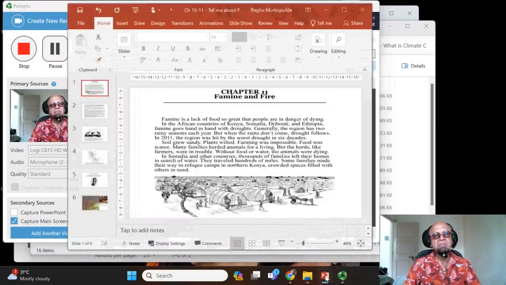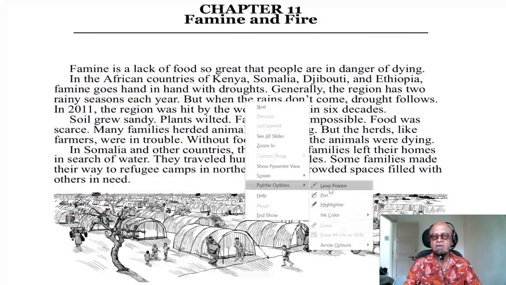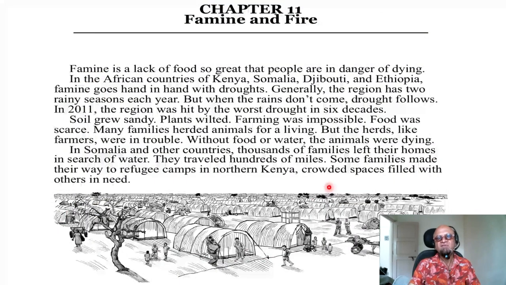Now you're asking me about famines and fires and whether climate change can cause famines and fires. Well, fires, of course, you know what that is. Famine, what's the difference between a drought and a famine? Famine is a lack of food so great that people are in danger of starving and, in fact, dying.